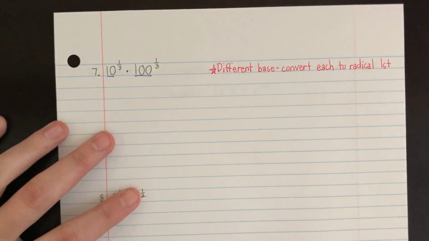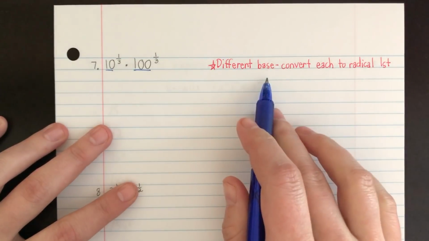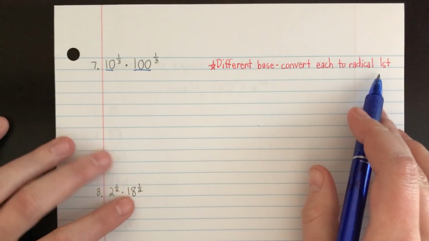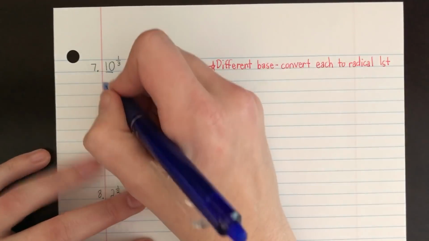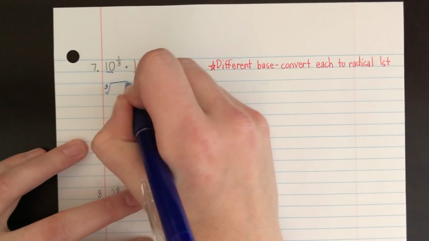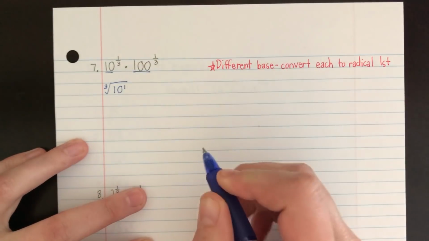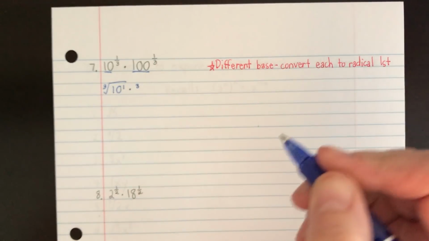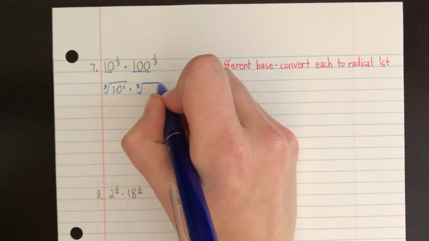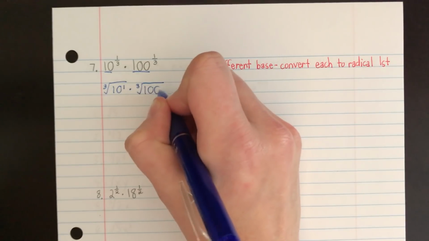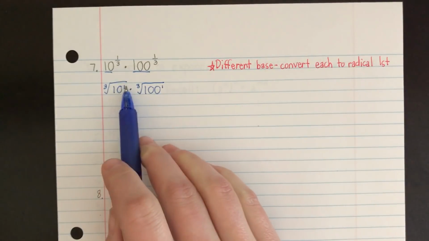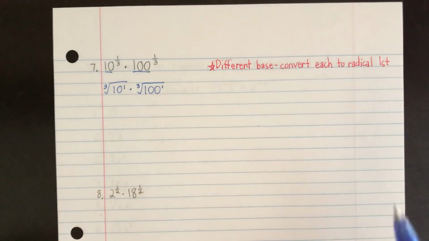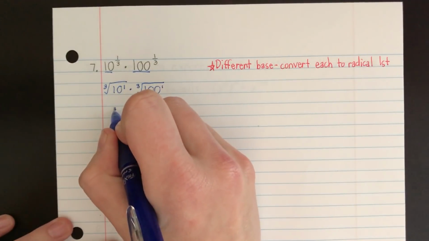Notice the bases are not the same. So if you have different bases, convert each to a radical first. Okay, so this is like saying cube root of 10 to the first, and this is like saying cube root of 100 to the first, which are just 10 and 100. So that can be done now.